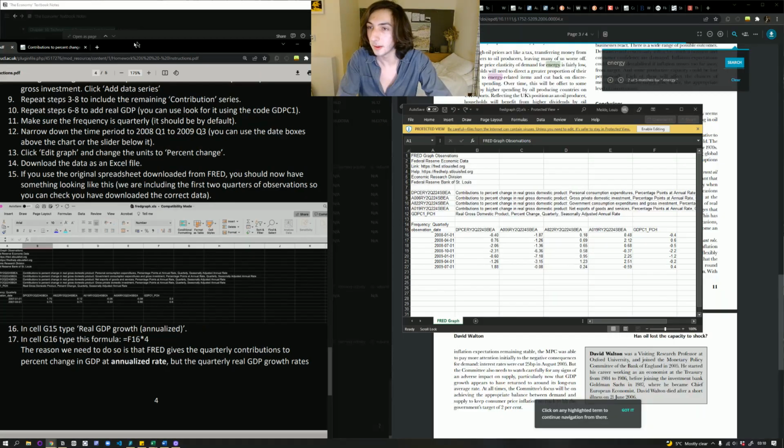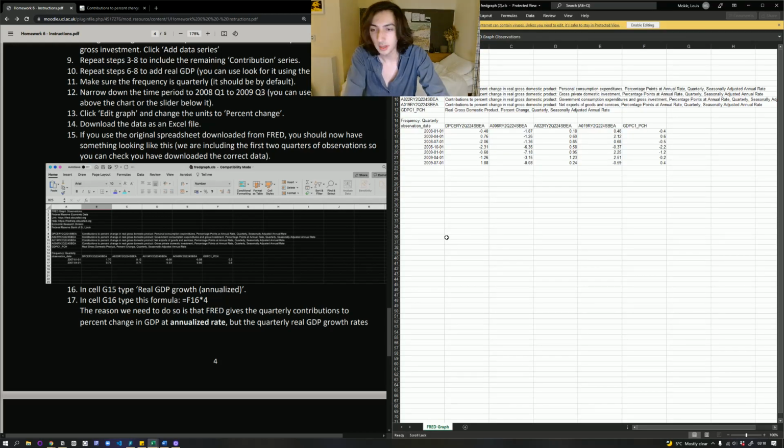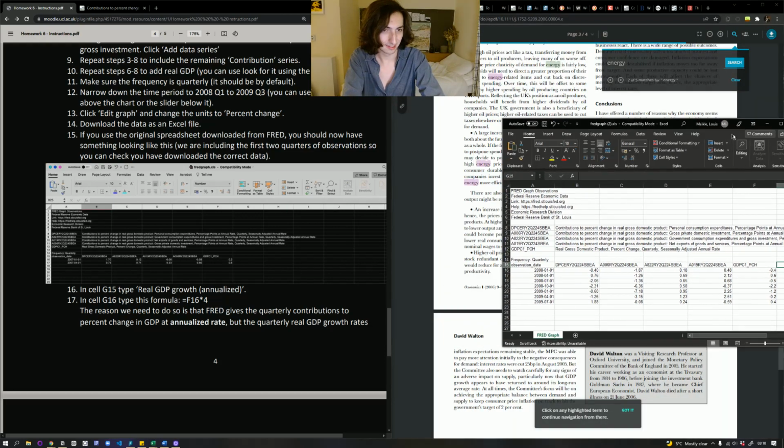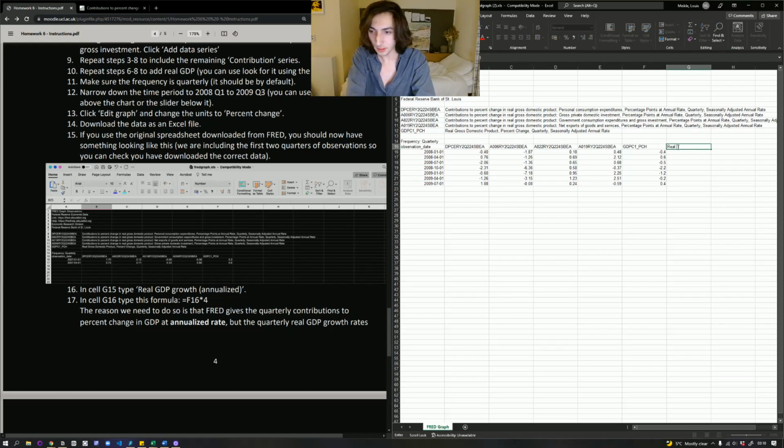So we've got these two. It says type in cell G15, which is this one, real, enable editing. There we go. Real GDP growth (annualized). I'm using the S in annualized because I'm not American, although it is an American data set, but I don't care. Then it says, in cell G16, type the following formula: F16, which refers to the cell relevant to real GDP growth, times 4.